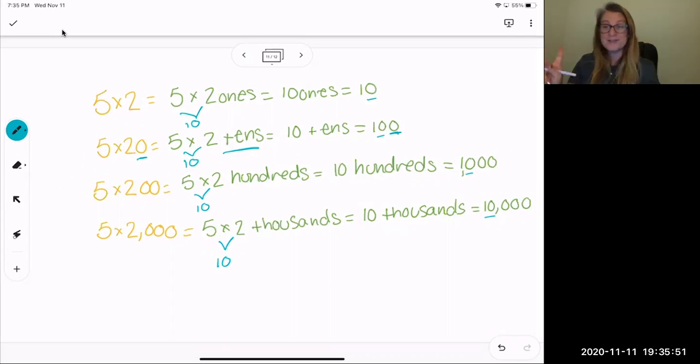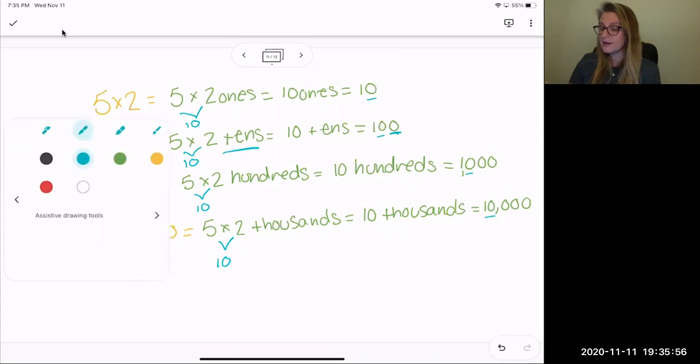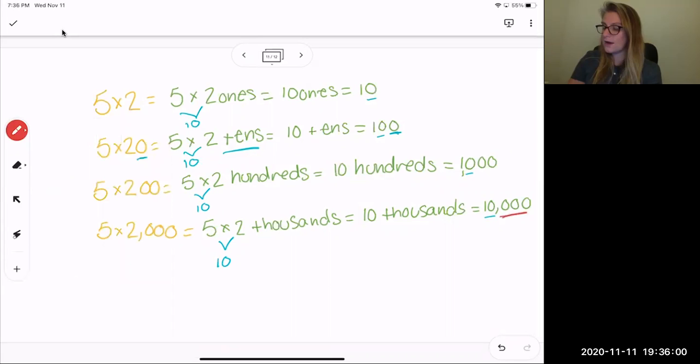So the pattern still works, right? We still have 3 and 3 for thousands, 2 and 2 for hundreds, 1 and 1 for tens, and nothing for ones. Okay, so the pattern does work every time.